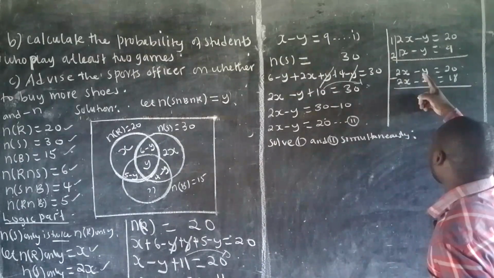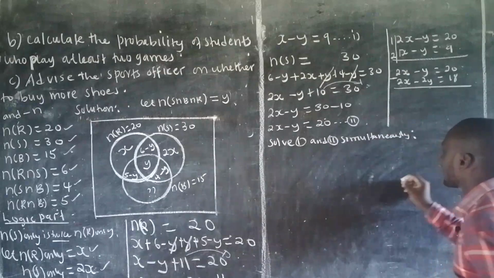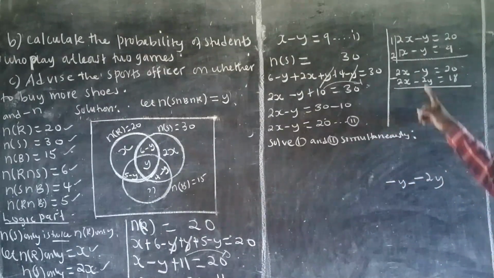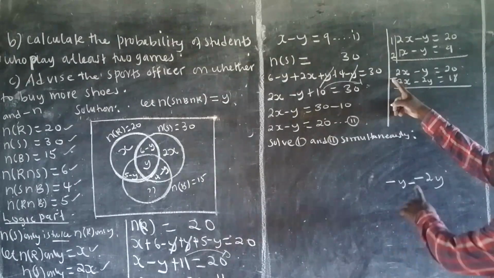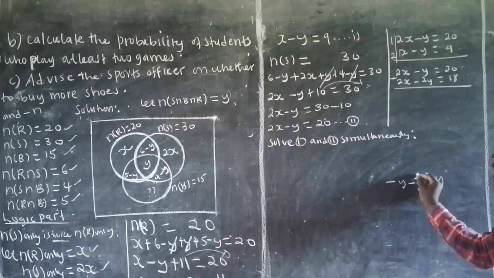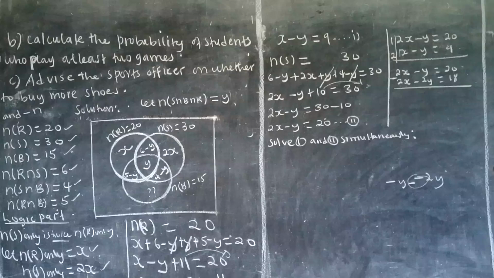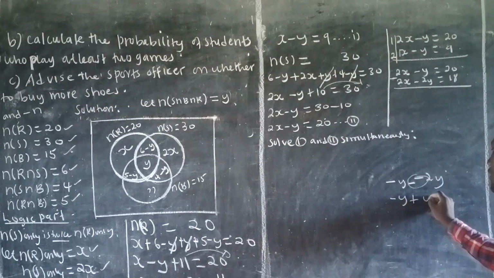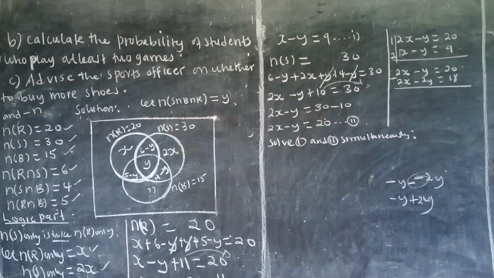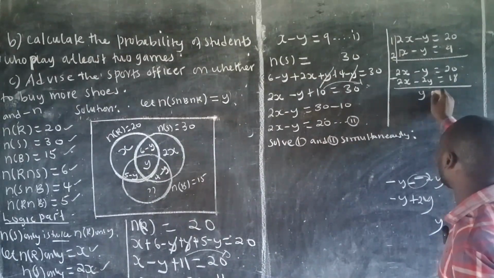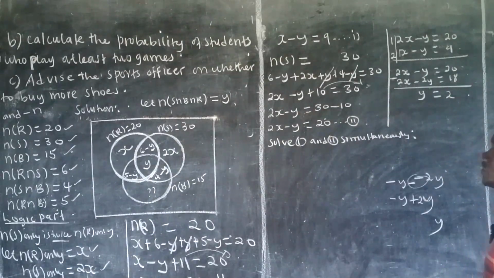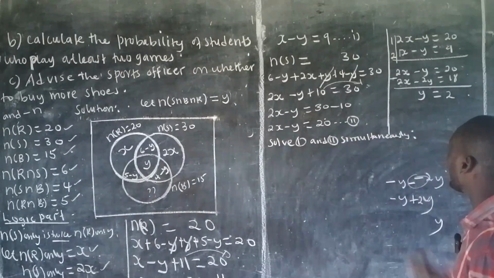Now here we have negative y minus negative 2y. Please be careful. Negative y minus this one, negative 2y. But whenever a negative exists in between, you multiply them. So it will be negative y plus 2y. Then what will you get? You end up getting just y. Therefore y is equal to 20 minus 18, that will be 2. So our value of y will be 2.